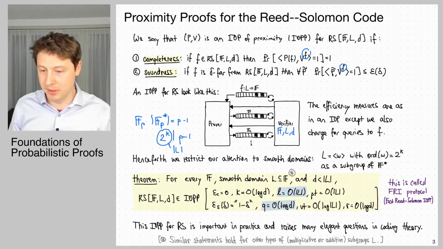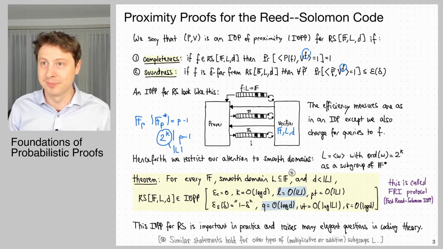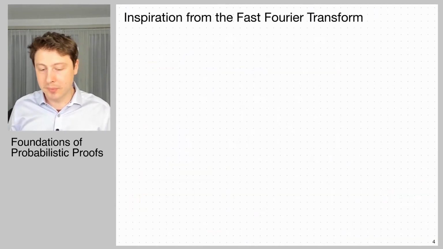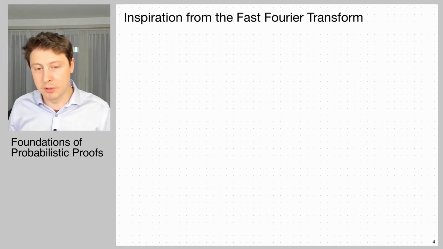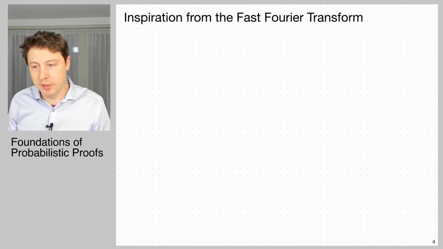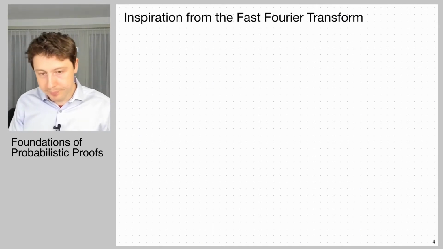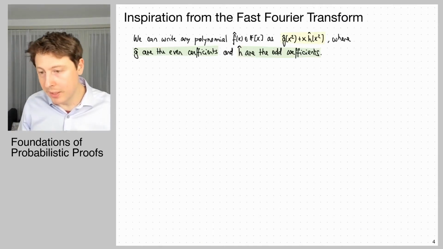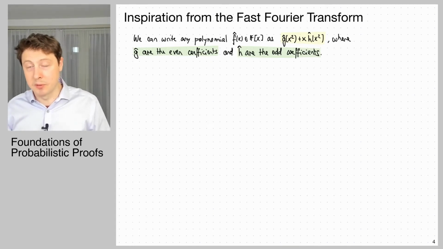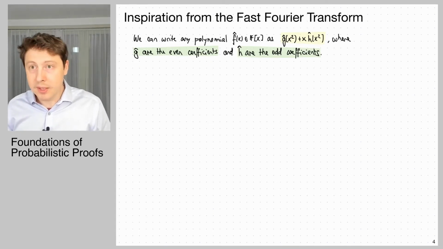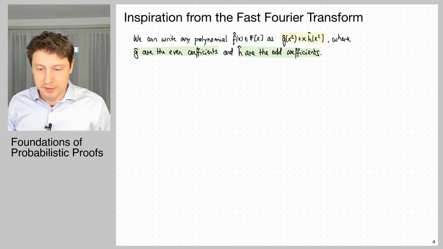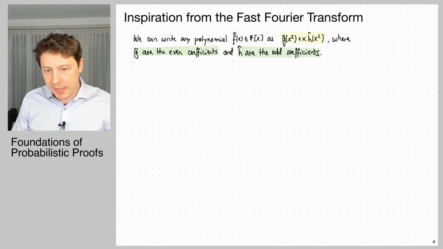Okay, I don't see questions, so let's continue. The FRI protocol is inspired by the fast Fourier transform, and specifically the canonical fast Fourier transform, the one that you've probably studied in undergraduate algorithms.